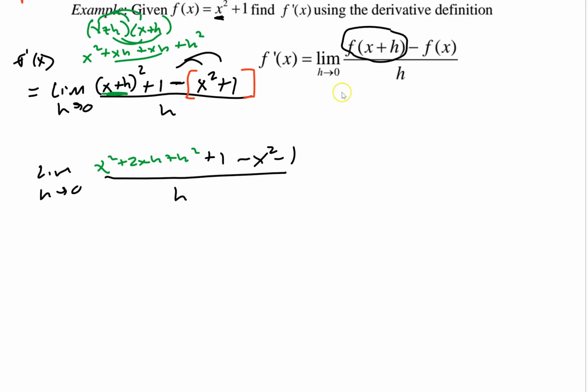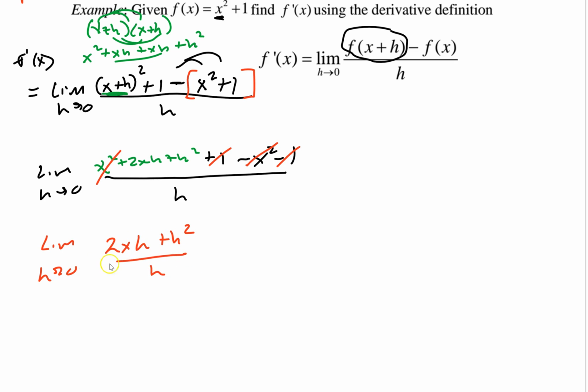So we expanded the top, we expanded the bottom. This is my favorite part, right? Now look at what happens. Hey, there's an x squared and a negative x squared. Those cancel. Hey, there's a plus 1 and minus 1. Those cancel. Look what you have left over: the limit as h approaches 0 of 2xh plus h squared all over h.